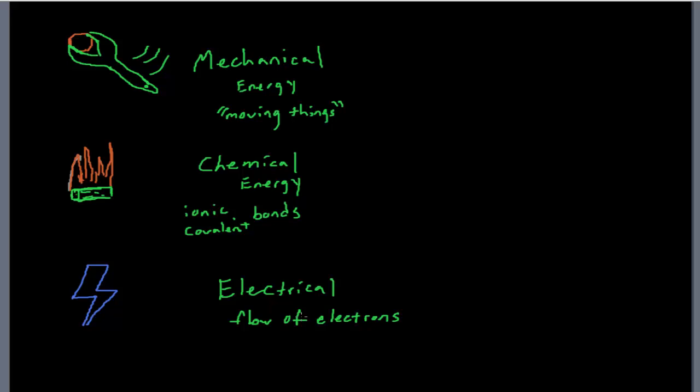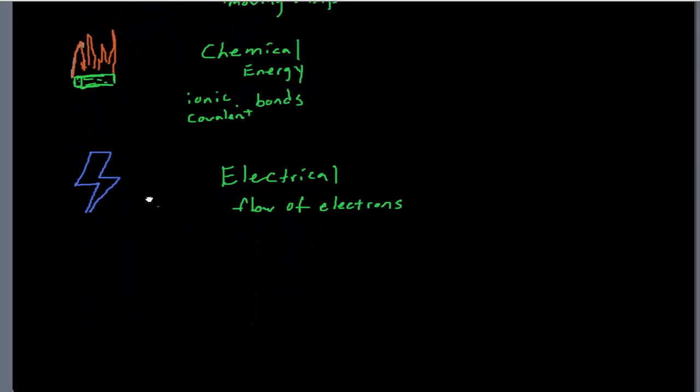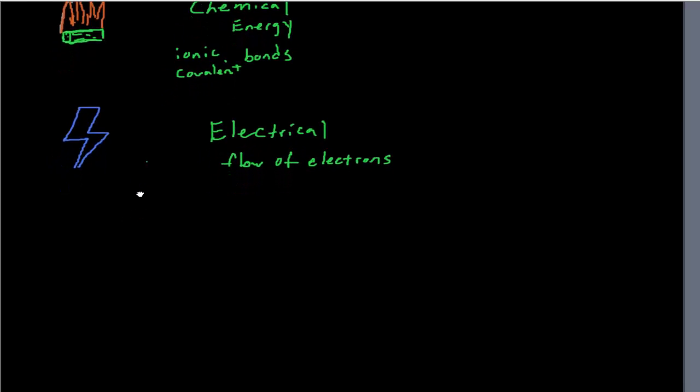Remember, that's why metals are such good conductors of electricity: in metallic bonds, the electrons float in a loose sea. They're able to flow very easily. So electrical energy comes from the flow of electrons, and it can be stored as potential energy, or when it's actually flowing through the wire, that's kinetic energy, right? Because it's moving.